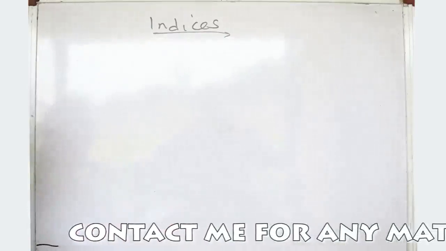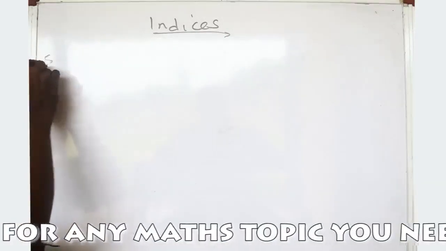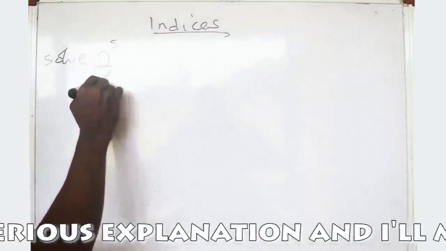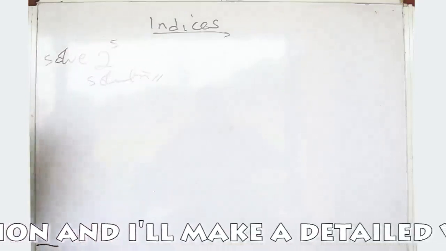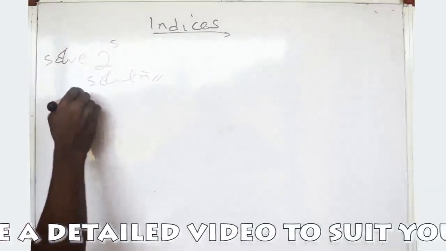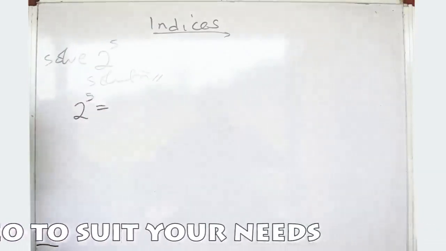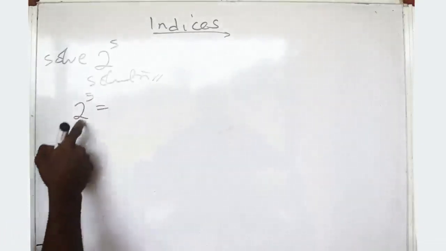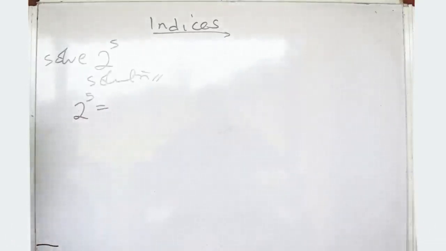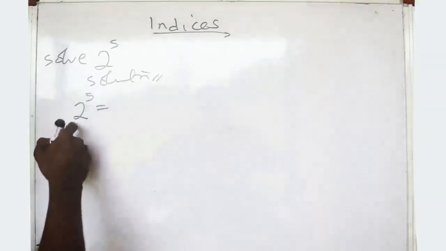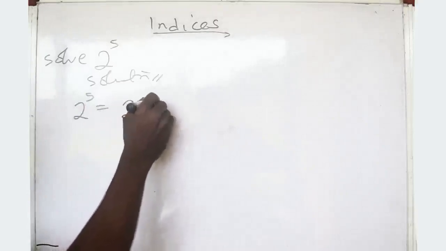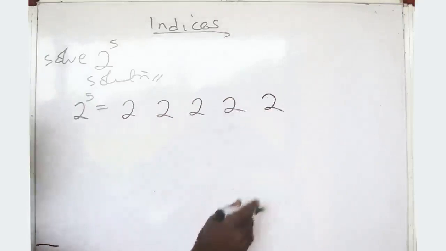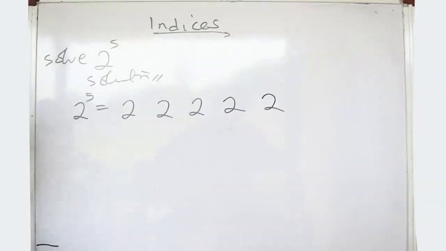I could as well say solve 2 raised to the power 5. All you need to do is write solution. After writing solution, bring down the question, 2 raised to the power 5. First thing, remember the base. The base is 2. The next thing, remember the power. The power is 5. The power says repeat the base 5 times. You repeat it, 1, 2, 3, 4, 5. We have gotten five 2s.